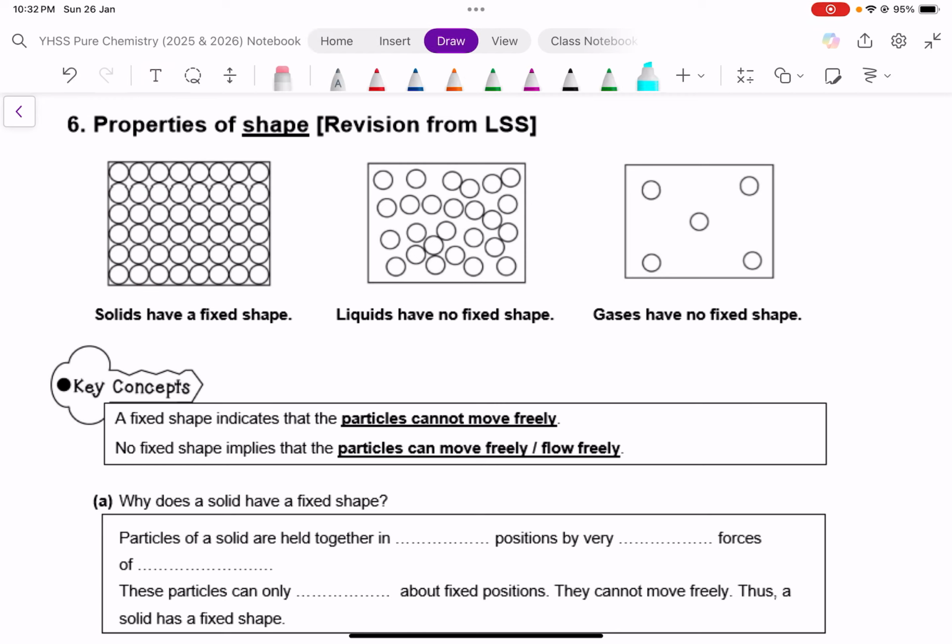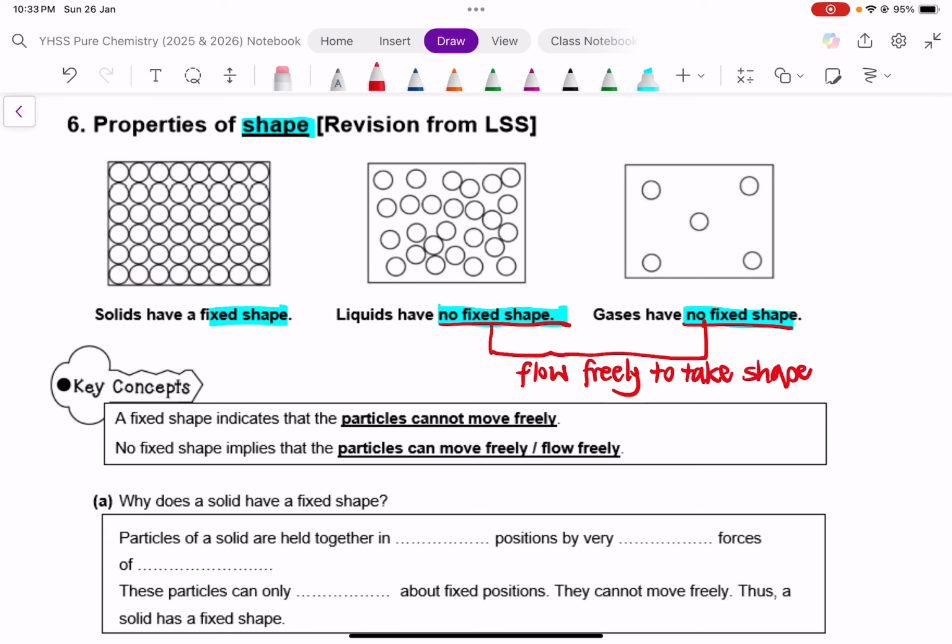I think all of us are familiar with terms like fixed shape, no fixed shape. So we know from primary school science that solids have a fixed shape, whereas liquids and gases do not have a fixed shape. So what does it mean for something to have no fixed shape? No fixed shape means that it can flow freely. The particles in liquids and gases are able to flow freely, and when they do so, they will take whatever shape the container they are in is.